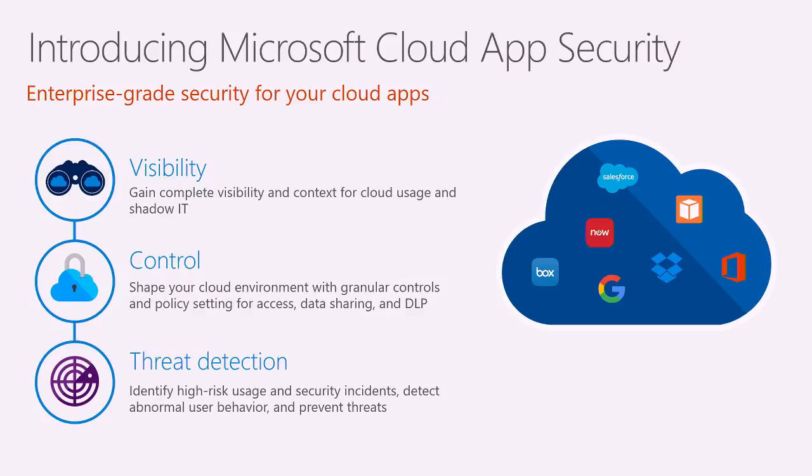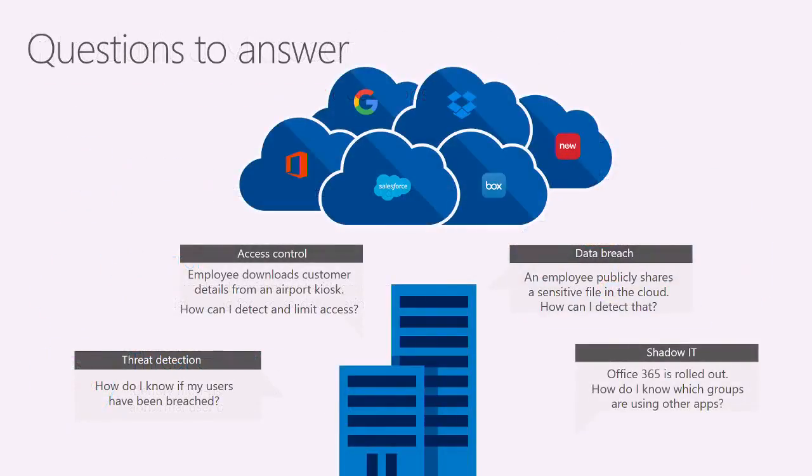And it integrates tightly with Office 365 DLP, so if you've already done some Office 365 DLP, it integrates into that as well. And then threat detection, so that you can detect abnormal user behavior and prevent those threats. Think of this as similar to ATA on premises, but for the cloud, for your cloud applications. All right, so there are some questions we actually need to answer in regards to this.